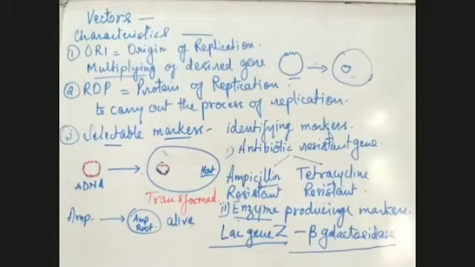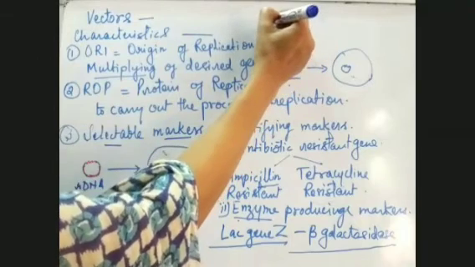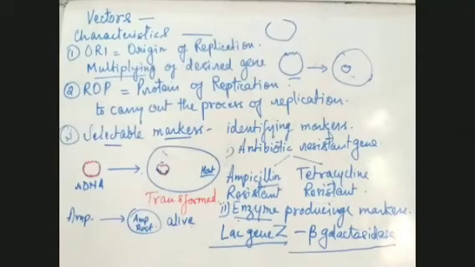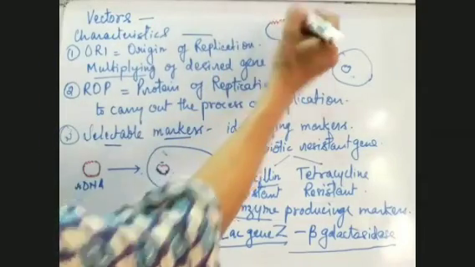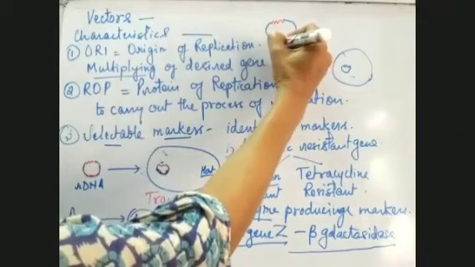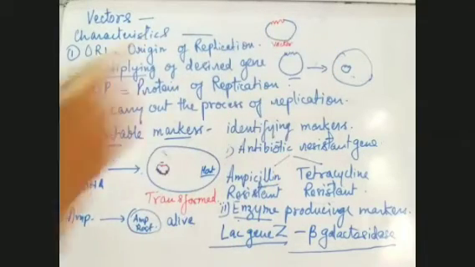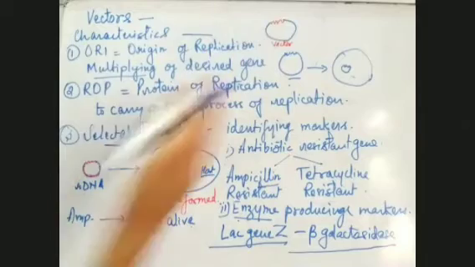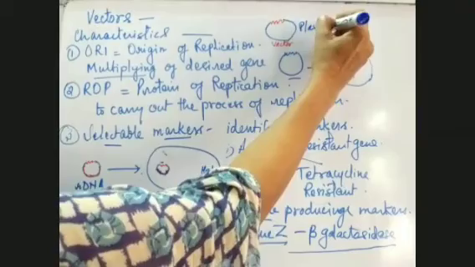Fine. So the plasmid is a vector. Vector means something which will carry our desired gene into the host. So this is our desired gene, and this is the vector which will carry it. And what is the vector here? It's a plasmid. What is a plasmid?